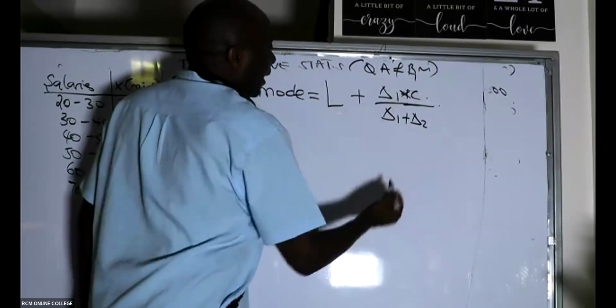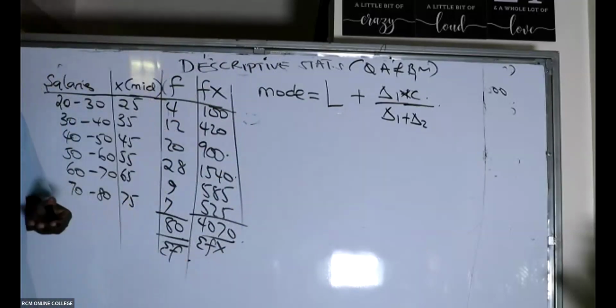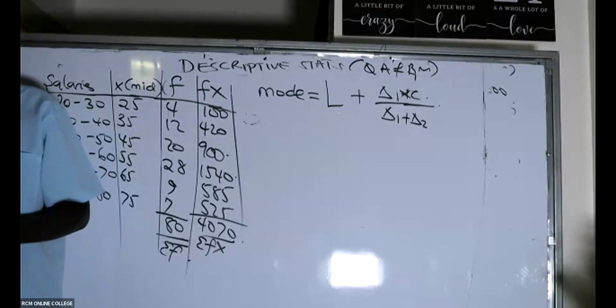The numerator there is multiplied by C. So you take L plus delta 1 times C, all over delta 1 plus what here? Delta 2, like that.